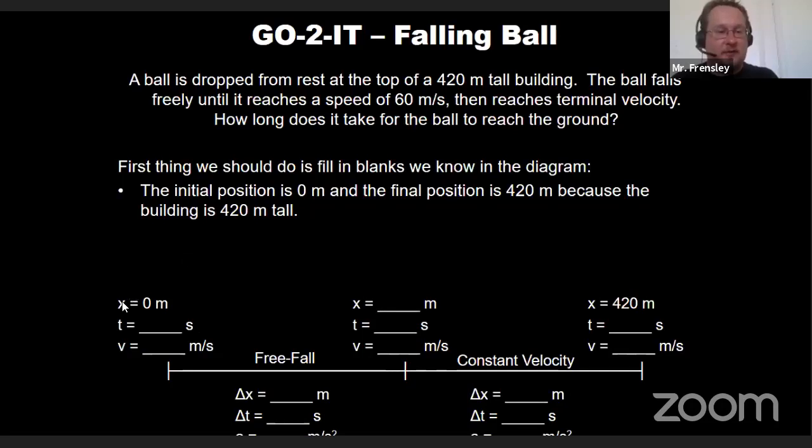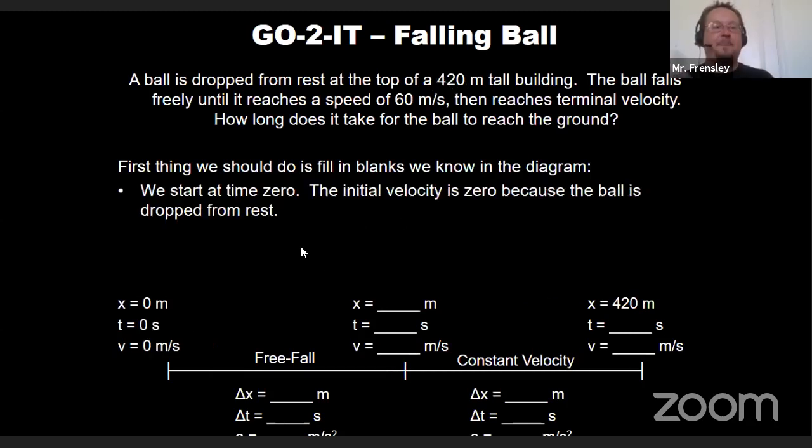I know that we start with a displacement of 0. Let's let the top of the building be 0. Let's let the bottom of the building be 420. It's right there in the paragraph, right? Okay, what else do I know? I know that I'm going to start time at 0, and it says that it was dropped from rest. So I just know that. I haven't done any math yet. I'm just filling in the blanks that I know.